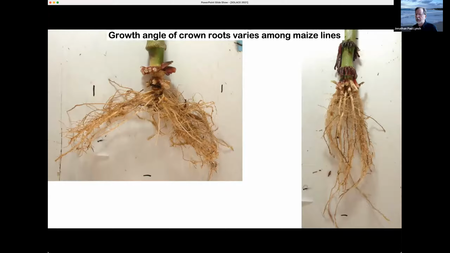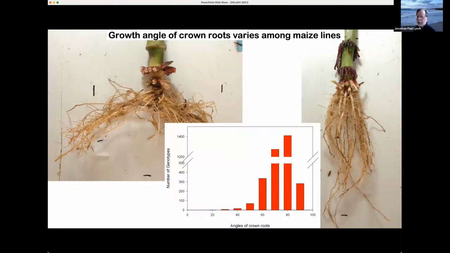Let me give you an example of how this has worked. This is an example from our maize work. These are maize crowns excavated in the field. I believe this was South Africa. You can see in this case we're looking at the growth angle of crown roots. It varies amongst maize lines from very shallow to very deep. In fact, when we phenotyped 5,000 genotypes as part of the maize nested association mapping panel, we saw wide variation in angle from almost horizontal to almost vertical.